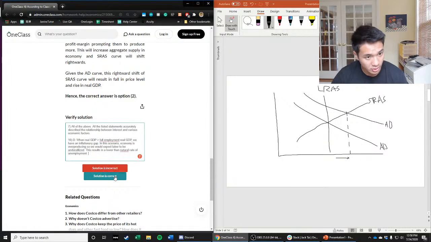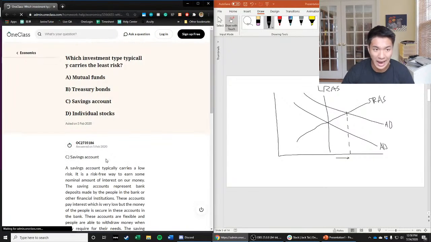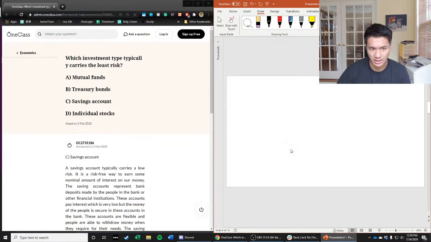Okay, well the solution is, we'll mark it as incorrect because we're missing 2 other solutions, so now this can be added on. Next question says, which investment type typically carries the least risk? A says mutual funds, B says treasury bonds, C says savings accounts, and D says individual stocks.